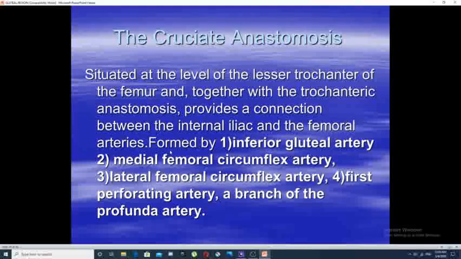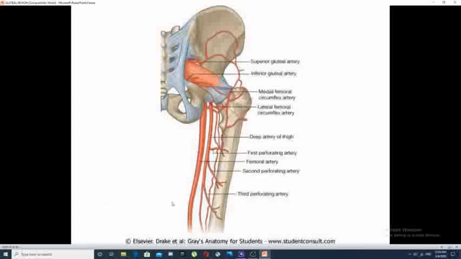Cruciate anastomosis is formed by the following arteries: inferior gluteal artery, medial femoral circumflex artery, lateral femoral circumflex artery, and the first perforating artery, which is a branch of the profunda femoris artery. And you can see this is the area of cruciate anastomosis. Lateral femoral circumflex, medial femoral circumflex, and first perforator artery. And you can see this is the area of cruciate anastomosis.